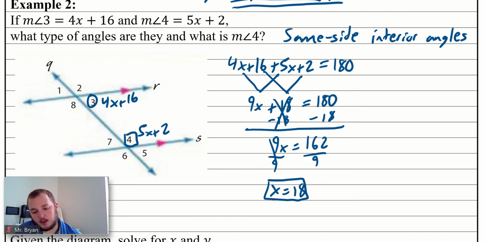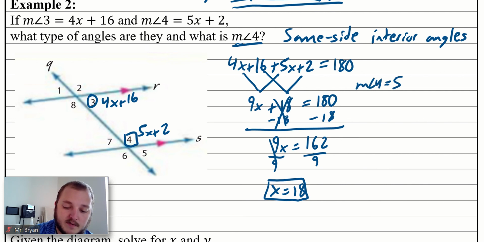Okay, and again, I'm always checking. Once I get my answer, I need to check and see, do I need to plug this back in? In this case, I do. So we have measure of angle 4. That is what we wanted to know. So I want to plug that back in here. So measure of angle 4 equals, we were told that's 5x plus 2. So 5, and then instead of x, we can plug in 18, or substitute in 18, and then plus 2.